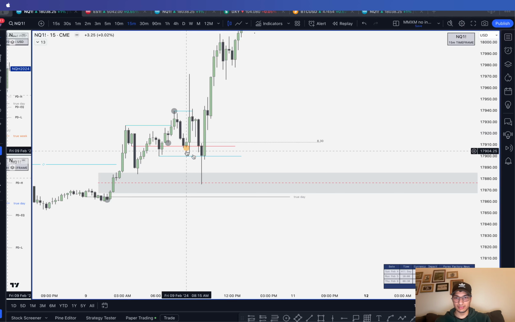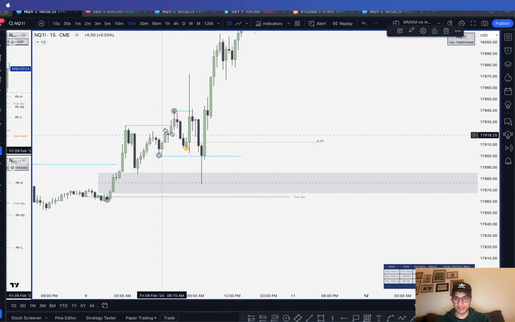Then we come down. God, it's so messy in here. This low puts in this high. That's a valid low in the market. But I would still prefer to use this one, and that's because this comes down.